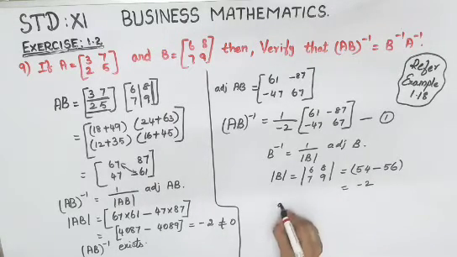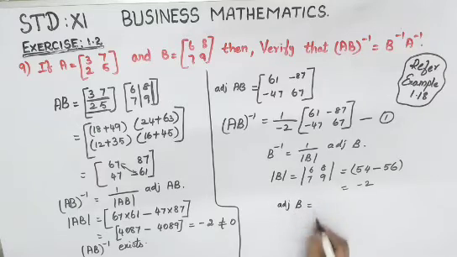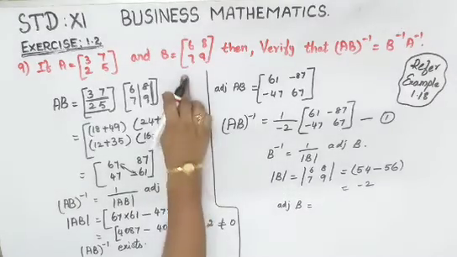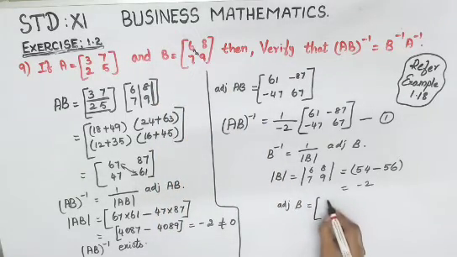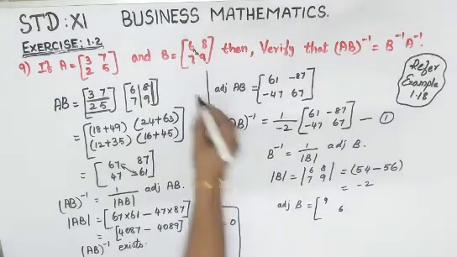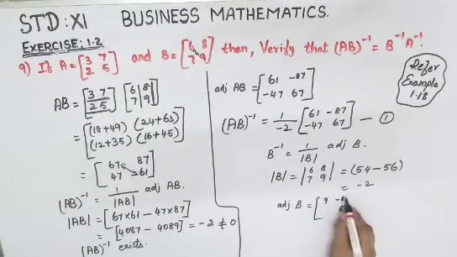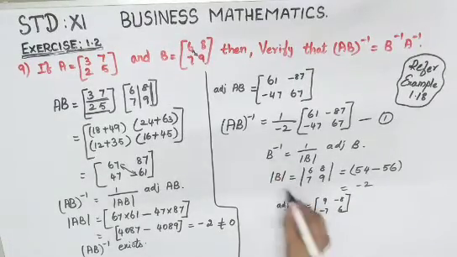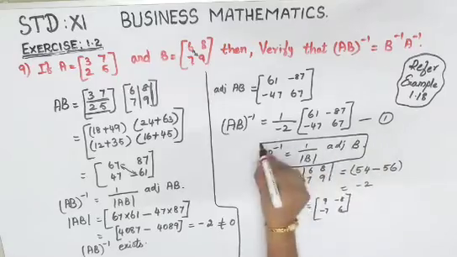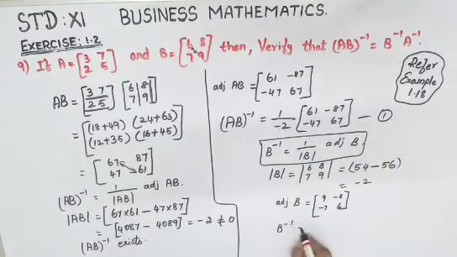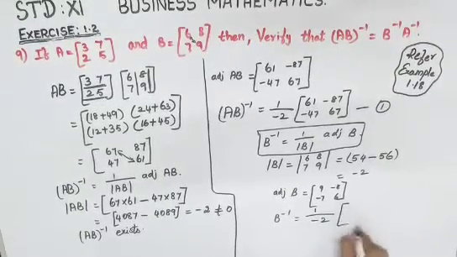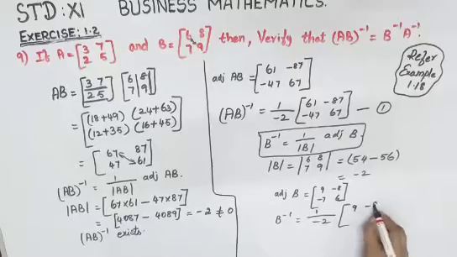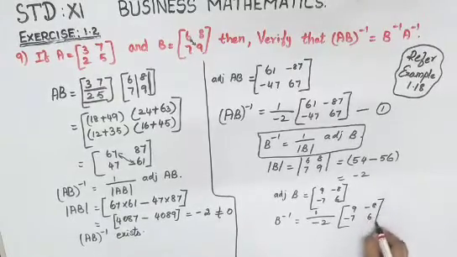Now you will have to find the adjoint of B. Same method you can use for B. Interchange these two numbers, 6 and 9. So 9 will come here, 6 will go here, and only the sign has to be changed for the others, so minus 8 and minus 7. So this is your adjoint of B. Now we'll substitute it in the formula. So B inverse is equal to 1 by determinant of B, 1 by minus 2, into the adjoint of B: 9, minus 8, minus 7, 6.